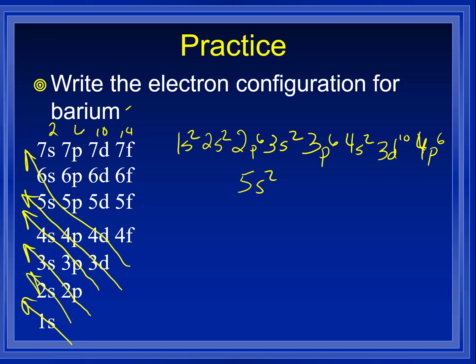Next line. 4d, d's hold 10, so that's 48. We're getting close. Then 5p holds 6, that's 54. And then 6s can hold 2, and that's 56, which is what I was looking for. So I'm done.